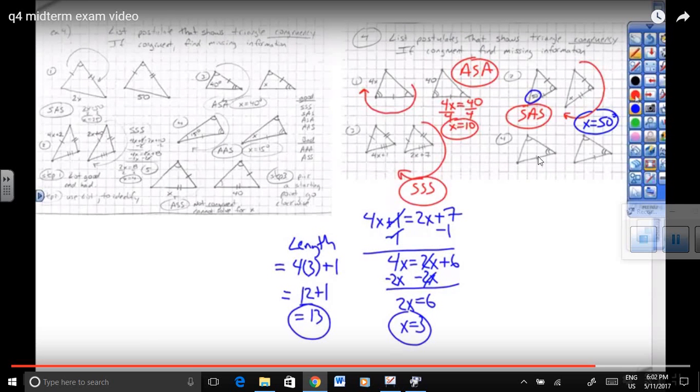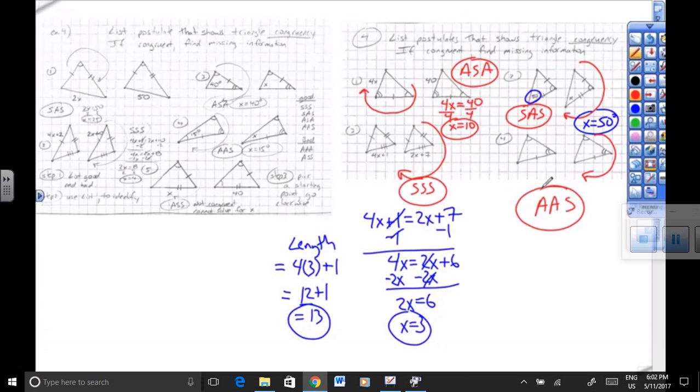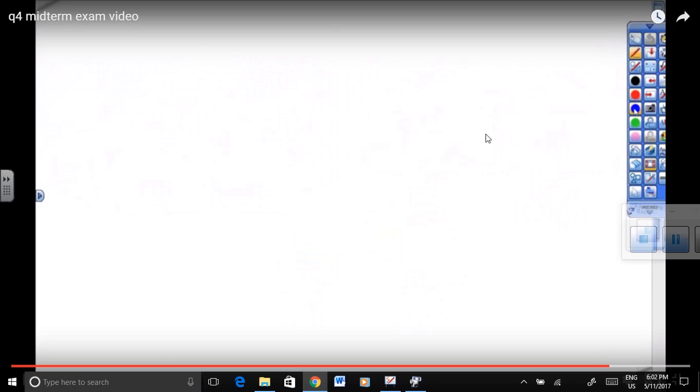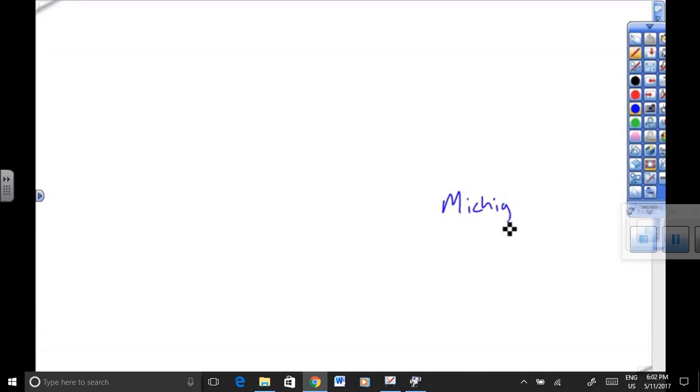The last one, this is angle, angle, side. 2 angles in a row and a side. And I did not give you anything to compare there. Next word in the phrase I believe is coming. There is the last part.